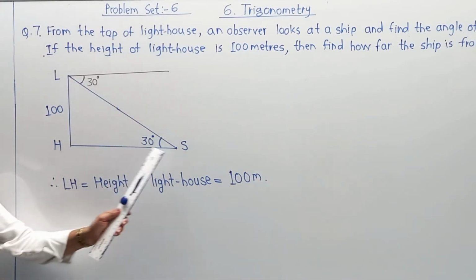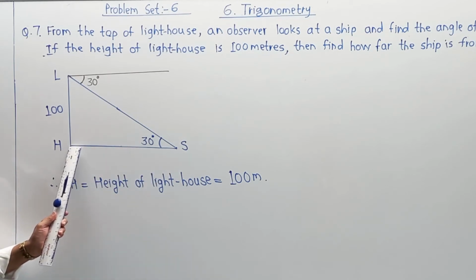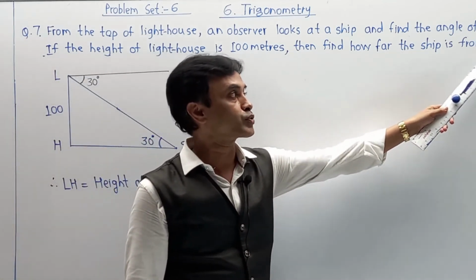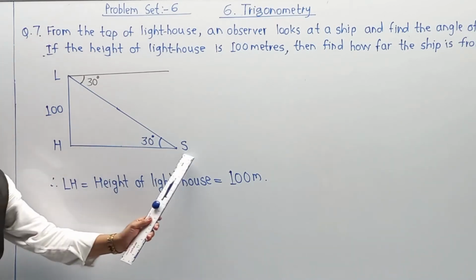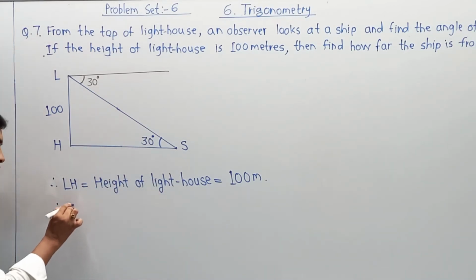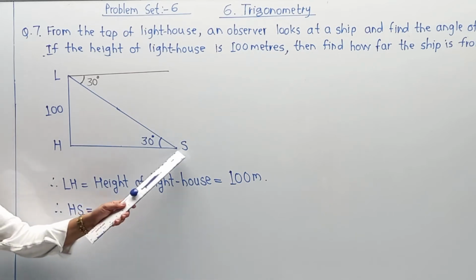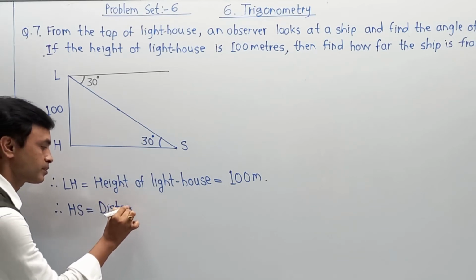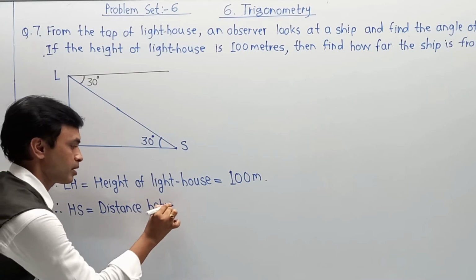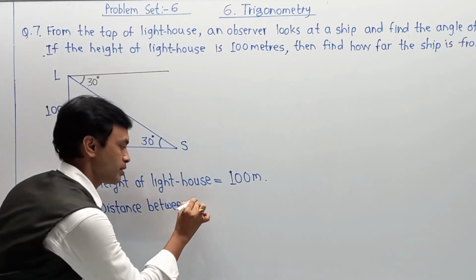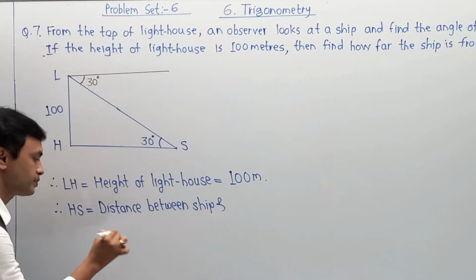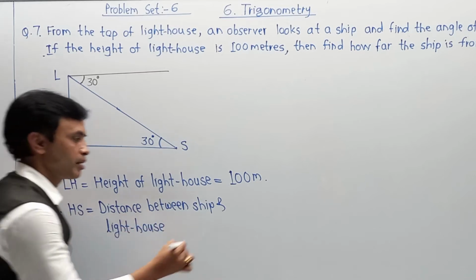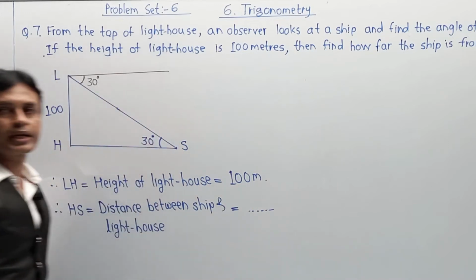Next, HS. This is the distance between the base of the lighthouse and the ship. So our part is to find how far the ship is from the lighthouse. Means our target is to calculate HS. So again the part is HS. It is nothing but the distance between the ship and the lighthouse. And remember, we are supposed to calculate this value. Our target is over there.